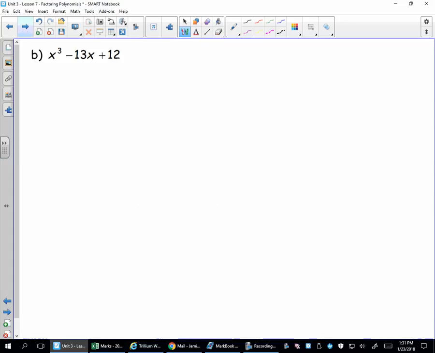Okay, let's take a look at the next one. So, I have a cubic. I want to be able to factor this. I think to myself, what are the factors that make up 12? Well, it could be 1 and 12, 2 and 6, 3 and 4, or any combination of those signs, positives or negatives, right?